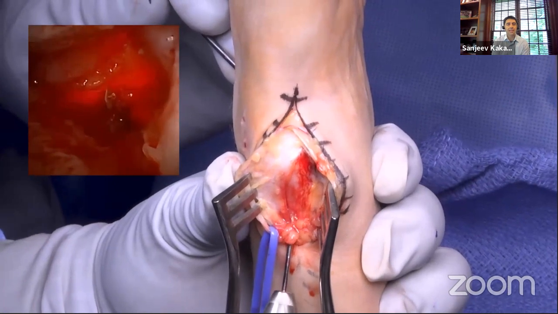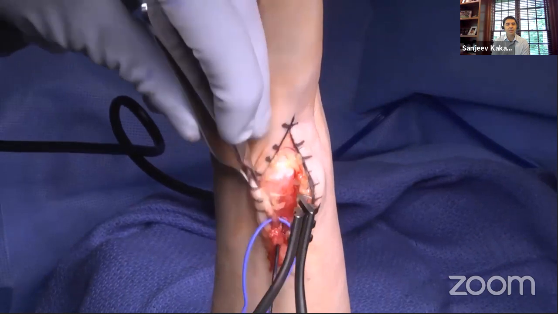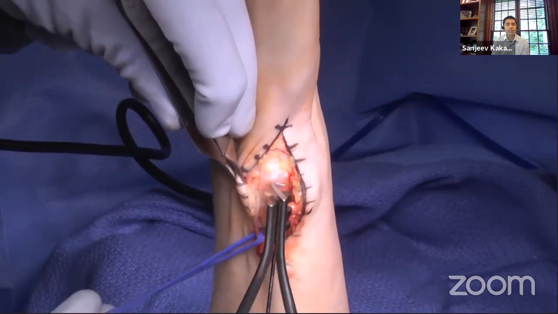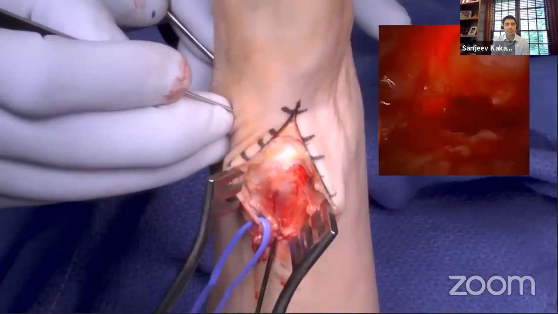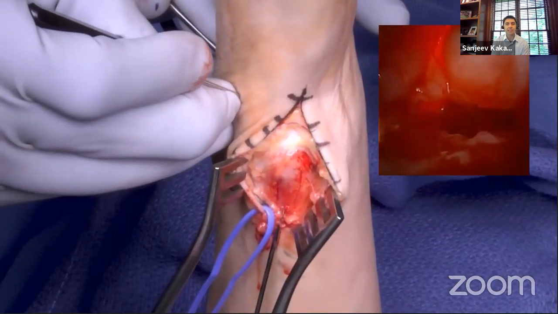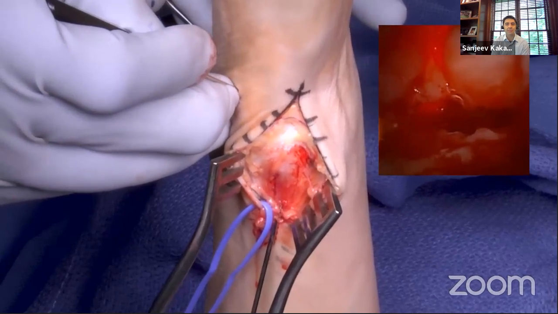So once we've done this, we're now going to shuttle our sutures through this. I'll just show you one or two passes. In the interest of time, I'll move on. So now I can ensure that the TFCC is fully mobile. I've released all the attachments peripherally.